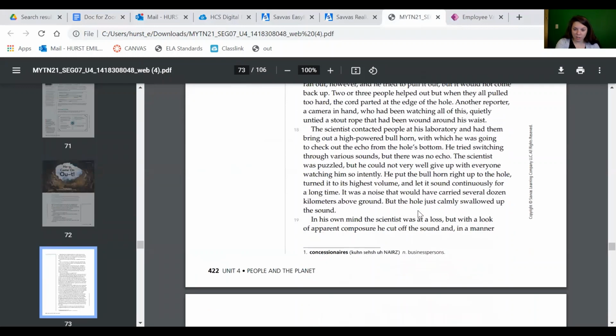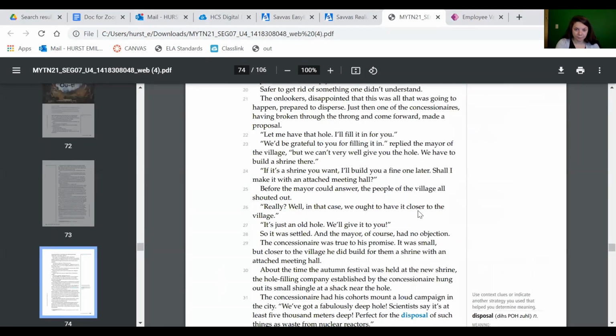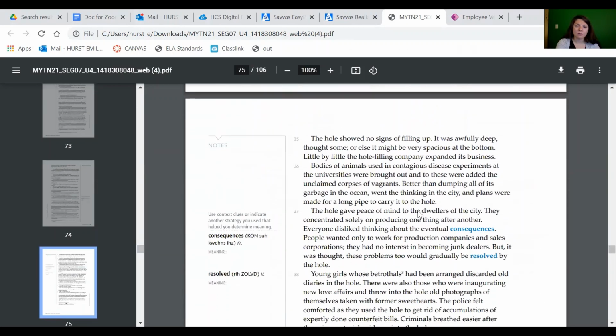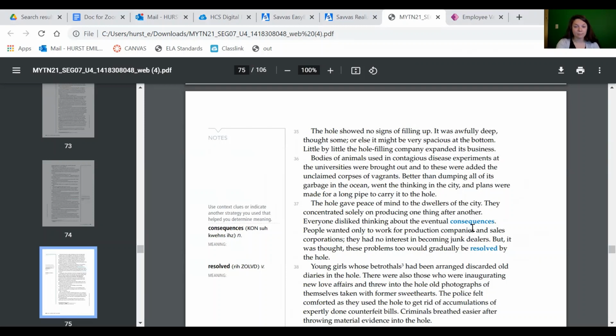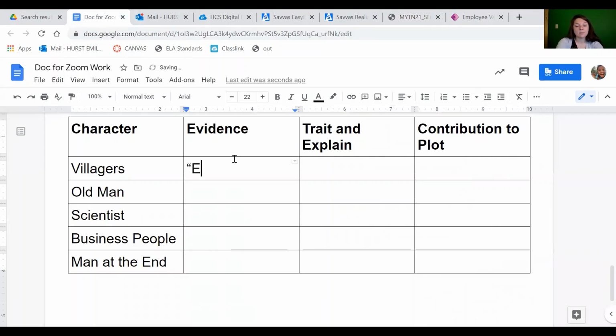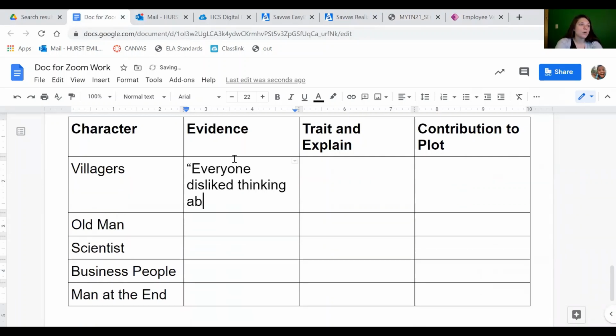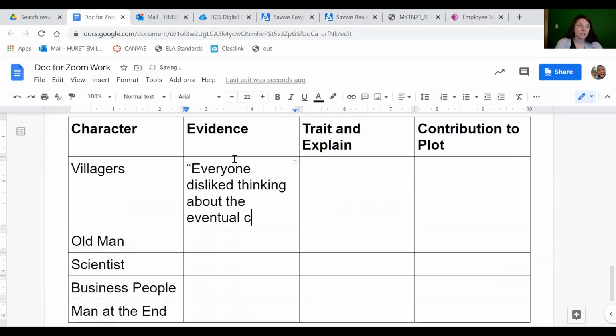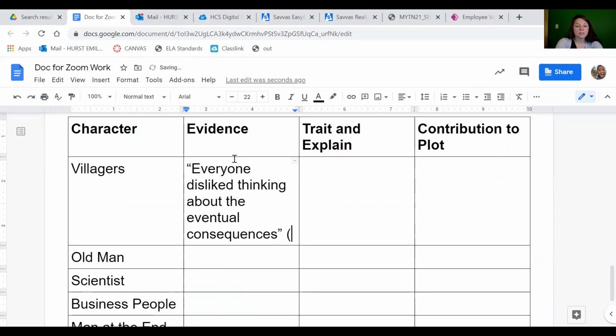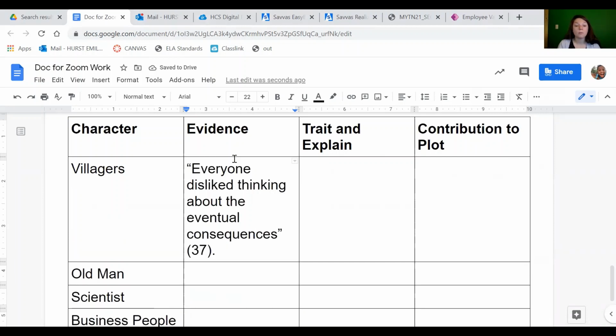We learn a lot about the villagers in this text. But one line that I think is really important is in paragraph 37, where it says, "everyone disliked thinking about the eventual consequences." The reason I'm including that line specifically is because it says everyone, so I know it's most, if not all, of the villagers who are thinking this. I'm going to put that it was in paragraph 37, because when I did this work before I didn't, and then when I was going back I didn't understand where I was. So what trait does that give us? I think they're faulty. I think that this is literally their fault, and maybe even selfish.